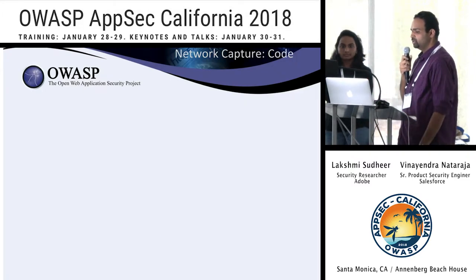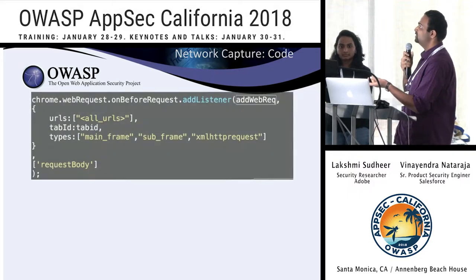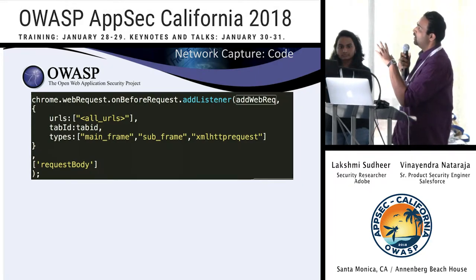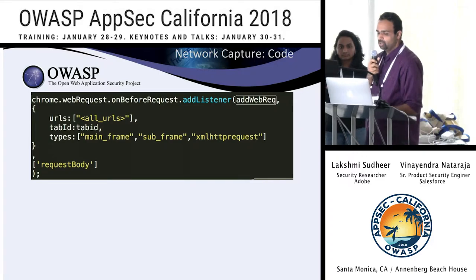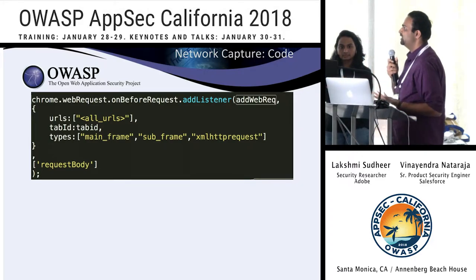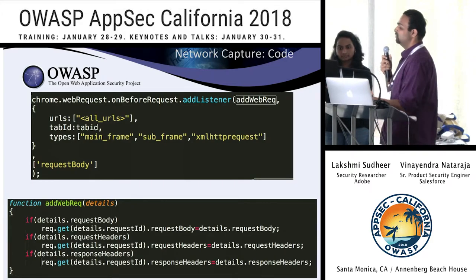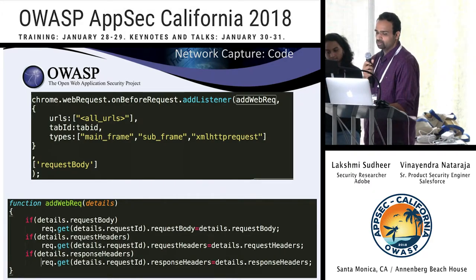The network capture is basically the Chrome Web Request API. It has a method called onBeforeRequest. We attach an event listener to it, with a callback function and a bunch of parameters. The callback function will have the details of the request, and we just log it in a JSON blob, which we then use for regenerating the network.